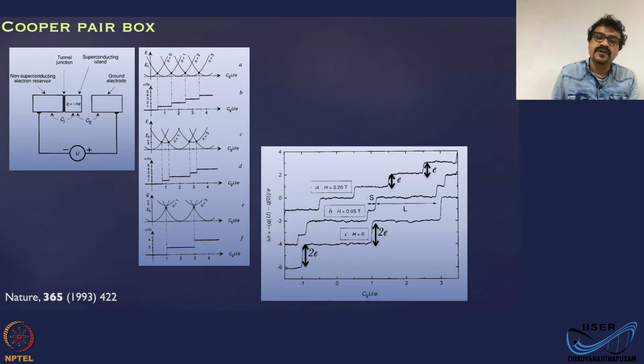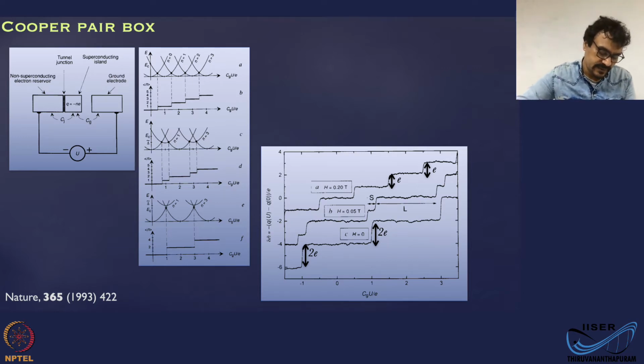But under the action of a magnetic field, you can bring this island into the normal state. It becomes a normal metal. Then this should show 1 electron at a time, or a change of charge e at a time. So you can bring this island from 2 electrons at a time to 1 electron at a time, by varying the magnetic field, and that's what this experiment was.